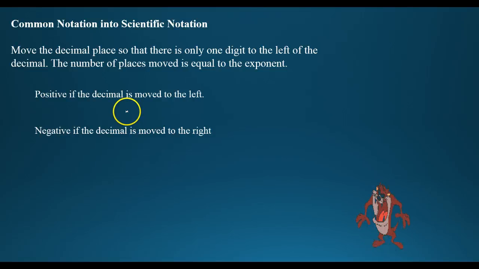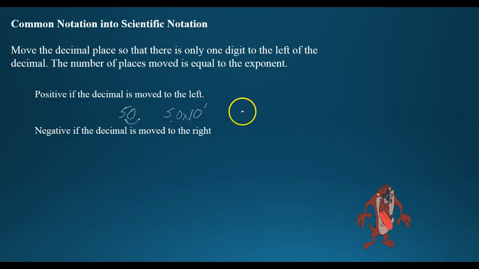So if we have a number, let's say we have 50 with a decimal point. Now that decimal point tells us that that 0 is significant. Now we have to move that decimal one space because we want one non-zero digit to the left of the decimal. So we would have 5.0 times 10 to the first power because we only moved it one space.